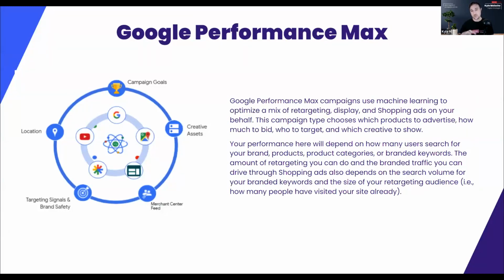Now we've reached the point where I want to talk about AI, because it is the hottest, or I guess the newest kid on the block, let's say. Google Performance Max is the campaign type that I've been talking about. So I think that this is a great place. If you've never done Google advertising before, this is a great place to start.